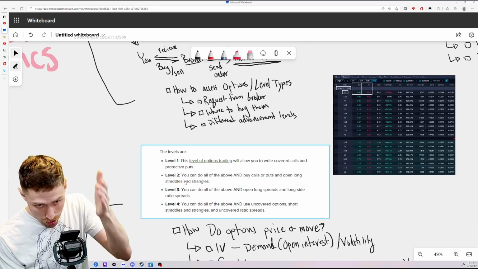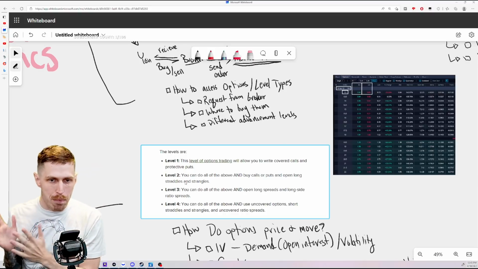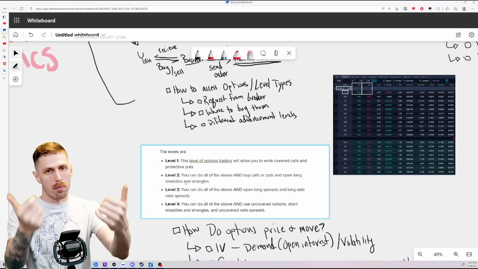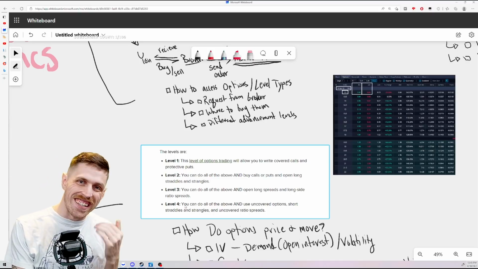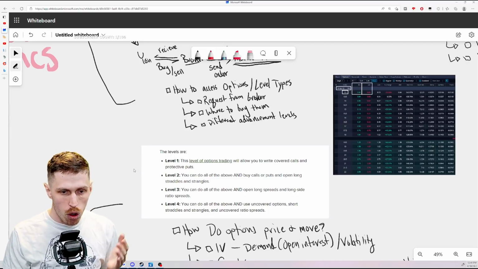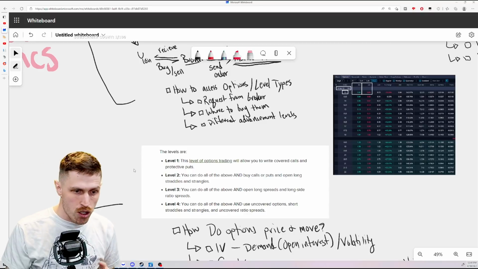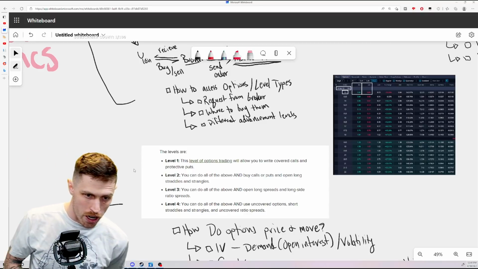Level 2 is long calls, long puts. This allows you to buy a call, buy a put. You would be on the opposite side of somebody selling you a call or selling you a put. Level 3 and 4 get into more complex sort of strategies. Level 3, you can see you can do all of the above and open long spreads and long side ratio spreads. Level 4, you can do all of the above and use uncovered options, short straddles and strangles, and uncovered ratio spreads.